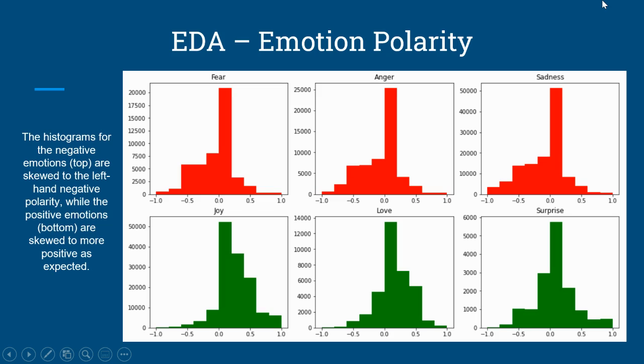And as you can see here, the results were as expected. All the negative emotions in red on the top, including fear, anger, and sadness, are all skewed towards -1 negative polarity. And vice versa with the positive emotions of joy, love, and surprise, which are all skewed towards the right, being more positive polarity. The only thing that I didn't really expect was the fact that each histogram is centered around 0. With this being a relatively curated data set, I was expecting the polarity to be much more prevalent, but the results still hold.